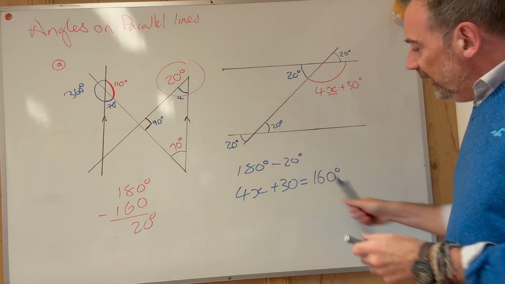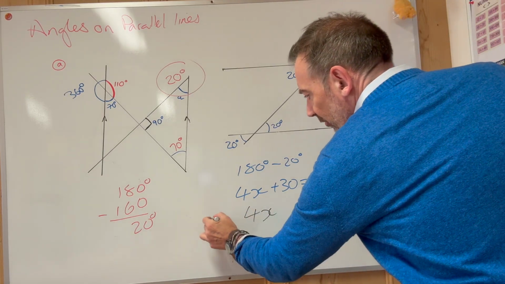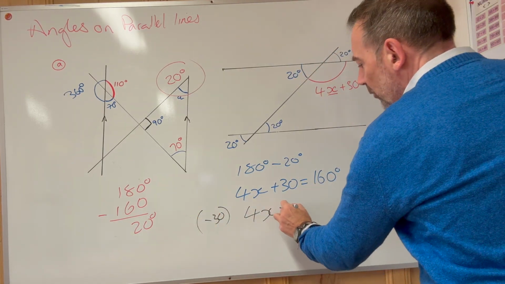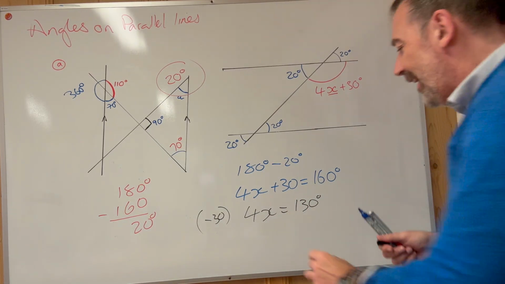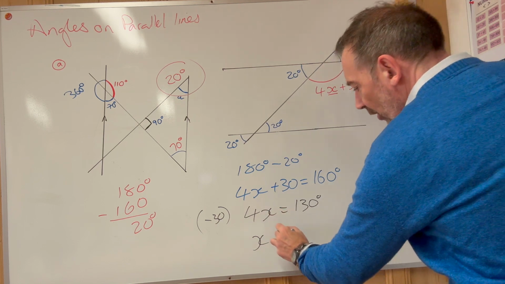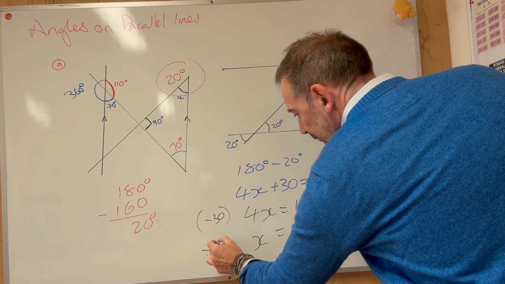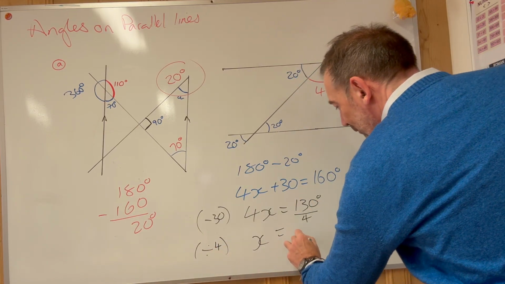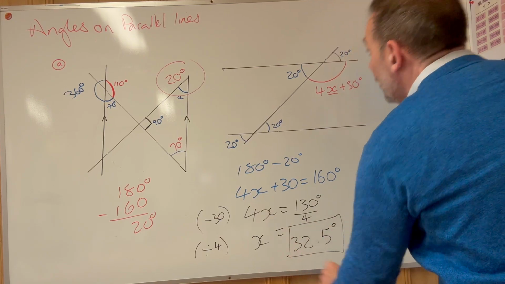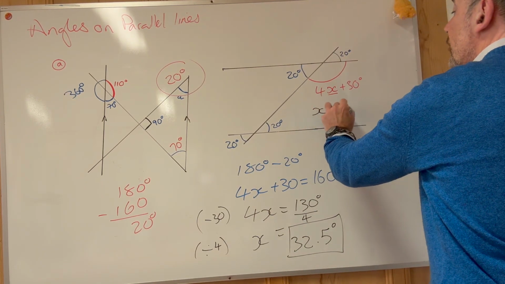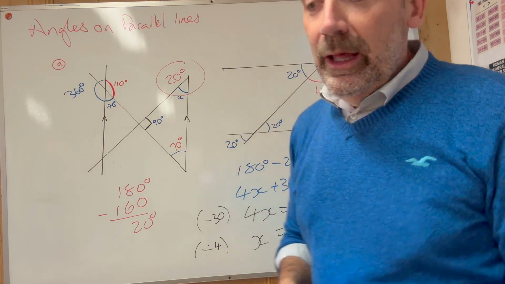Okay. Let's remove 30 from each side to get 4x on its own. 4x, so I'm going to minus 30. Equals 130. Divide by 4 to get x on its own. 130 divided by 4 is 32.5. So x equals 32.5 degrees. Okay, any more questions?